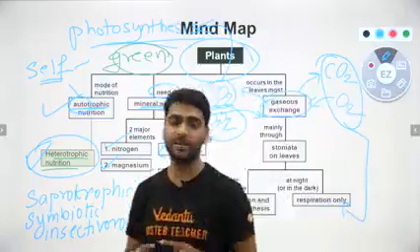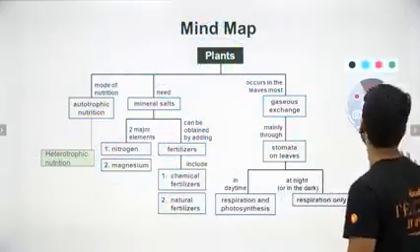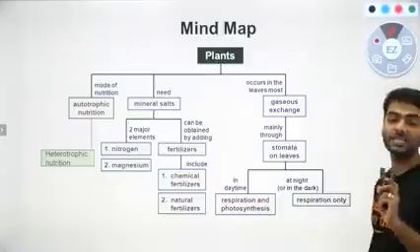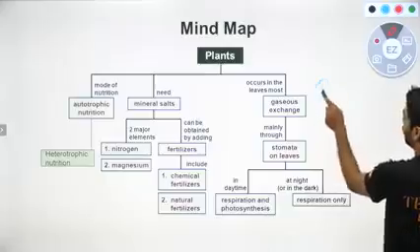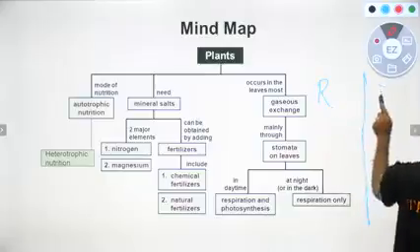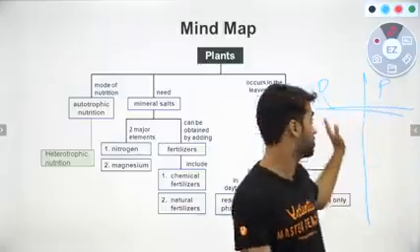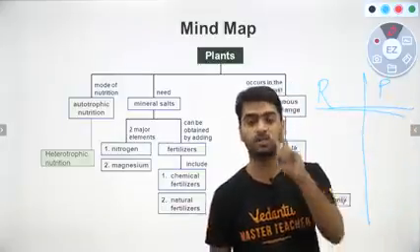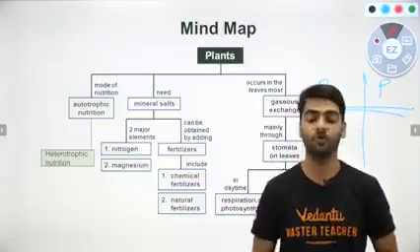But guys, let me explain it to you very carefully what exactly happens. Two processes are taking place in the plant. A very important slide, so please pay attention. Two important processes are taking place in the plant. R stands for respiration and P stands for photosynthesis. Two very important processes that are taking place in the plant: respiration and photosynthesis.